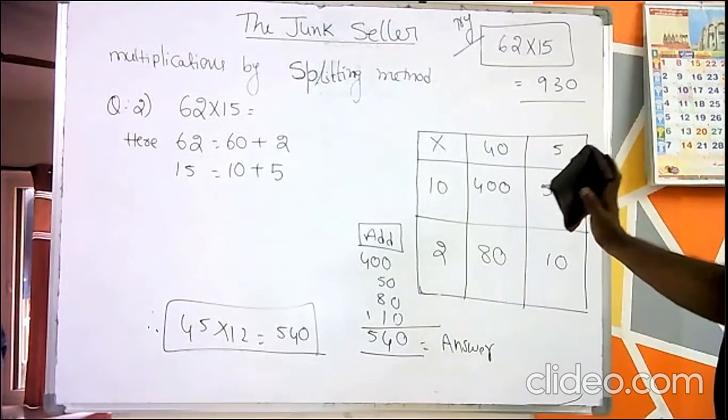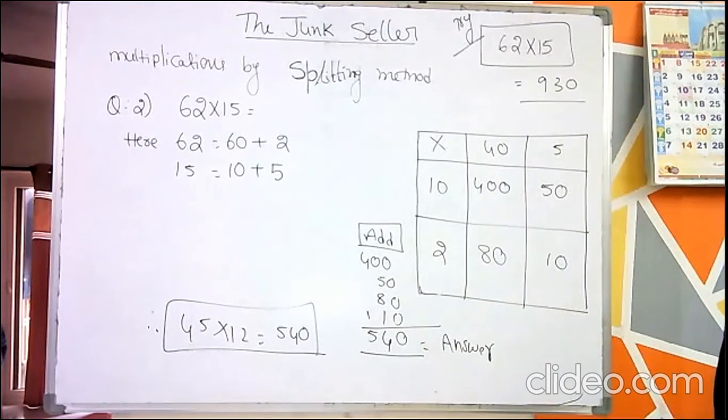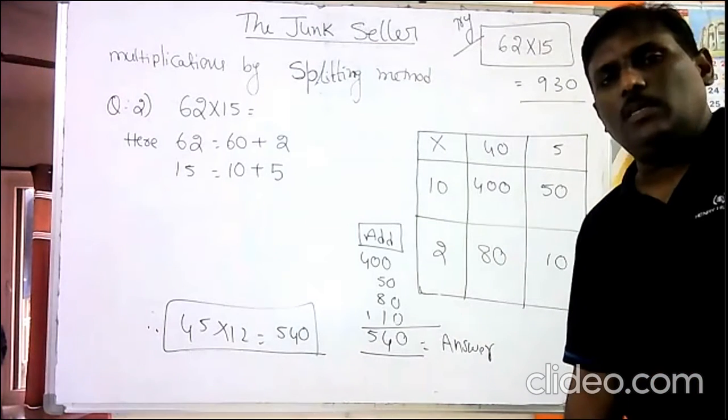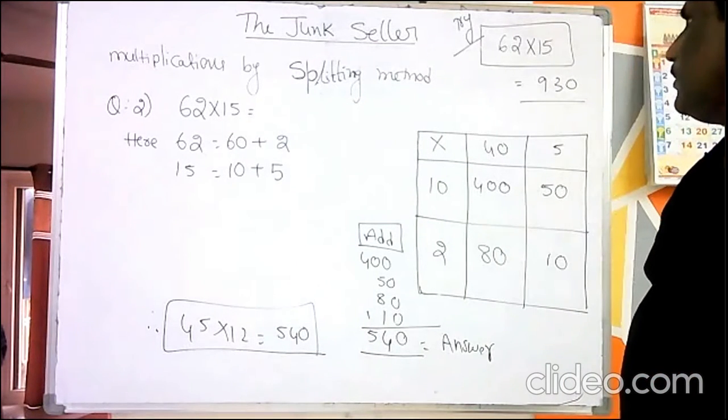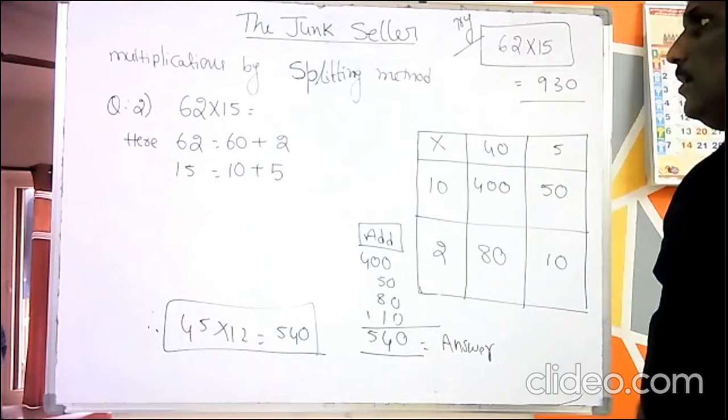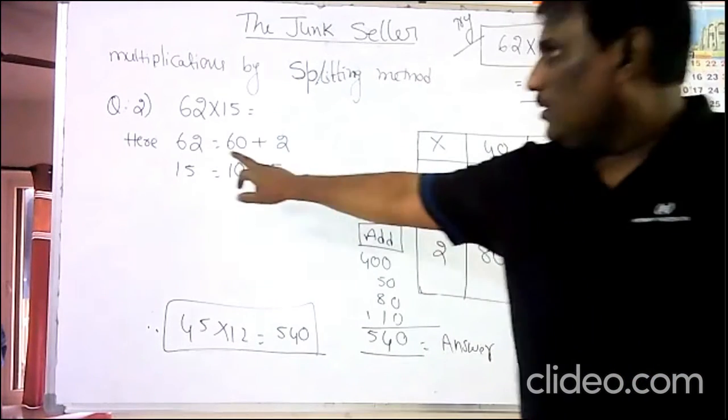Shall I remove the first question? Yes, sir. How much time will you take? Only 1 minute, sir. I will write. Those who completed the first question, keep trying the second one. The answer is 930. You will get it from 62 into 15.